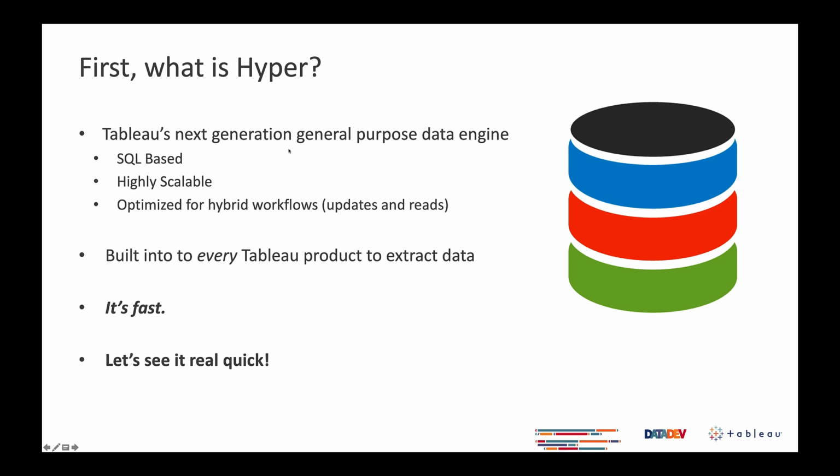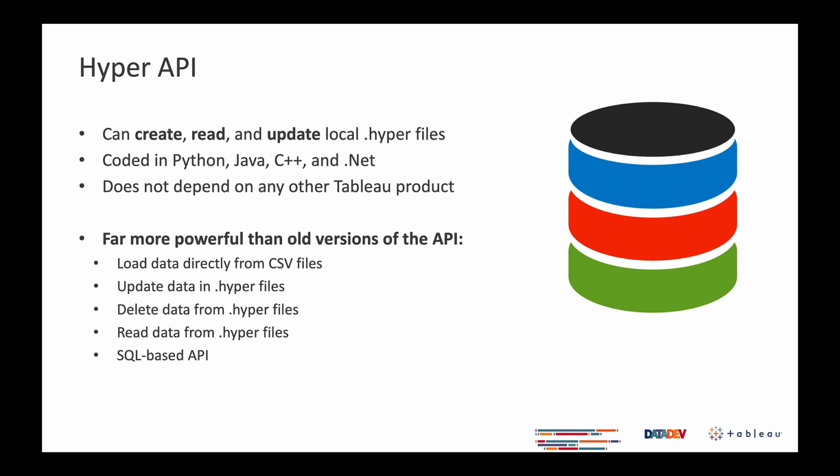I can turn back to the slides here. So now that we've seen what Hyper is, let's go ahead and talk about what the Hyper API is. Well, the Hyper API is, as you can probably guess, an API that allows you to interact with the Hyper technology. So it lets you create, read, and update local .hyper files. It comes in a variety of languages, so Python, Java, C++, and .NET. And importantly, it doesn't depend on any other Tableau product as well.